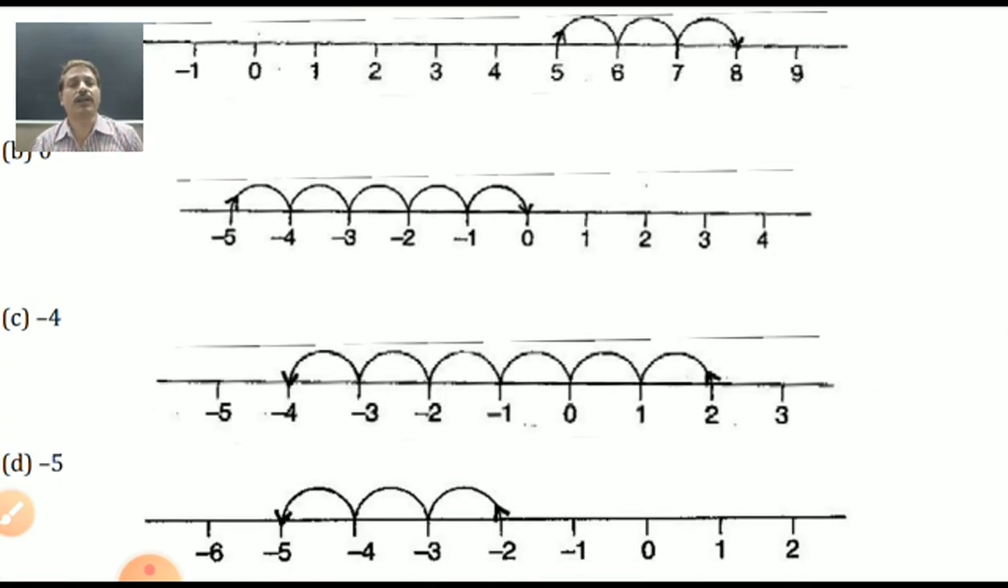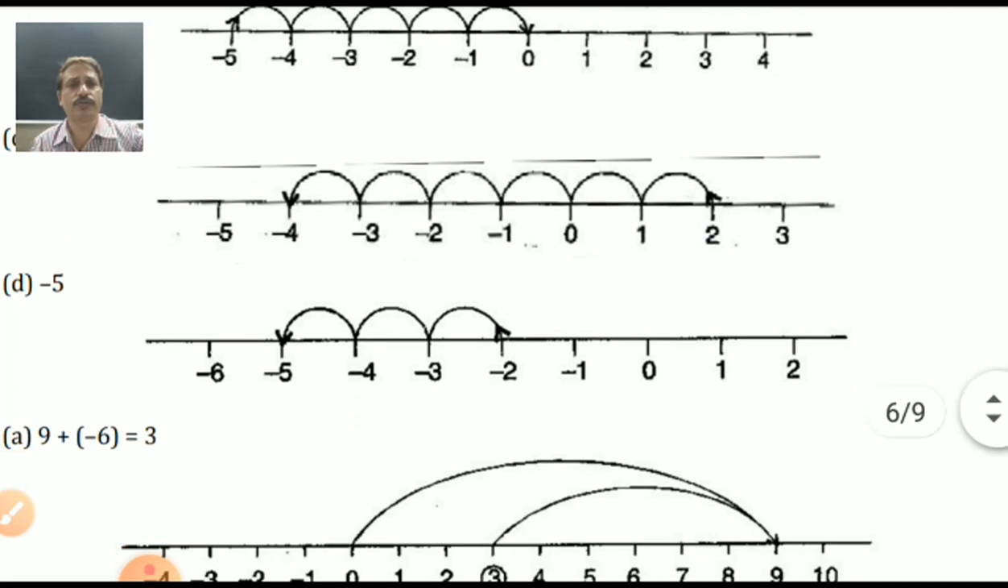Minus 4. कहाँ पे खड़े बेटा? 2 पे खड़े हैं. कितने जंप लगाने का है? 1 2 3 4 5 6 जंप. 6 on less. 6 less on 2. Yes. Minus 5. 3 steps. Minus 2 to 3 steps.